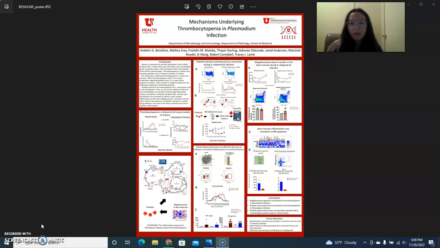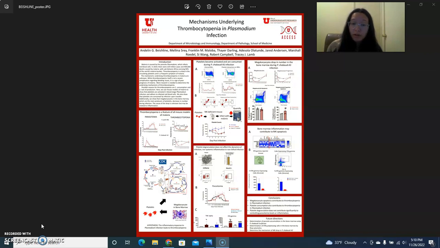Thrombocytopenia is a drop in the circulating platelets and a frequent symptom of malaria. The mechanisms underlying thrombocytopenia in malaria are unknown. While thrombocytopenia isn't a severe complication in regards to bleeding issues, it is a sign of poor prognosis of malaria. More research is needed to determine the underlying mechanisms of thrombocytopenia in malaria infection.